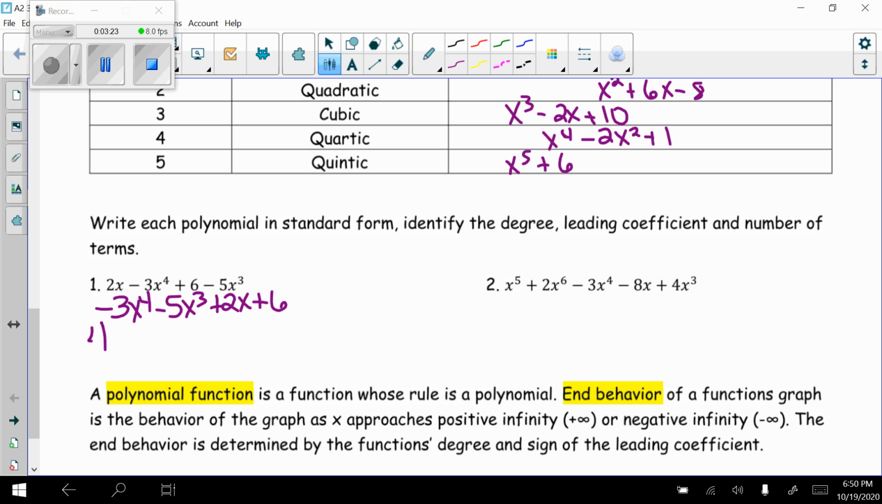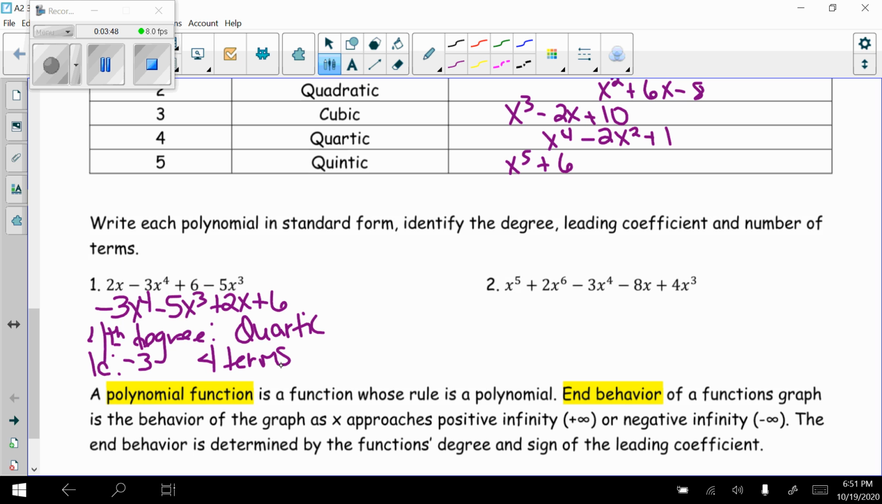The degree, it's a fourth degree. Fourth degree has a special name. That is a quartic. And the leading coefficient, LC, that's the number out in front of the highest exponent. So negative 3 in this case. And it has 1, 2, 3, 4 terms. Okay.